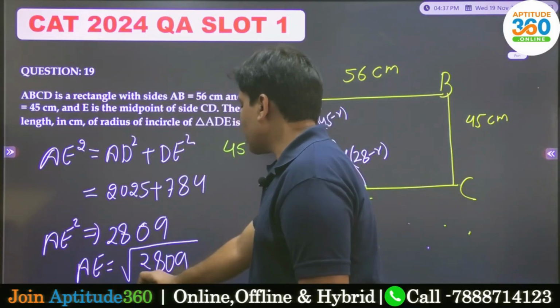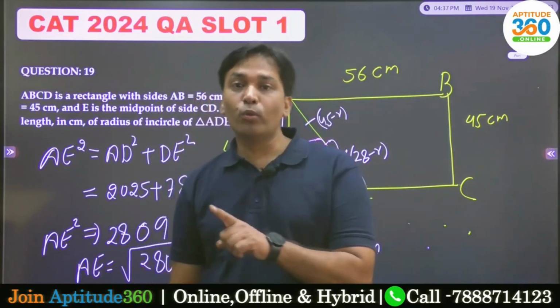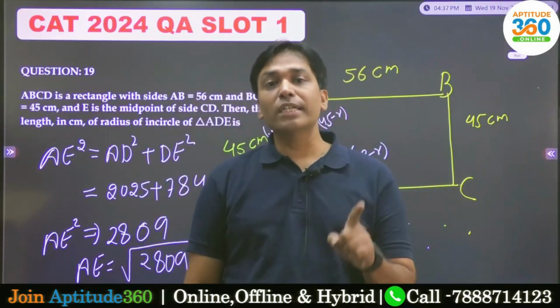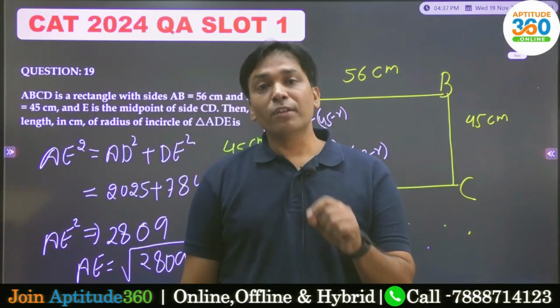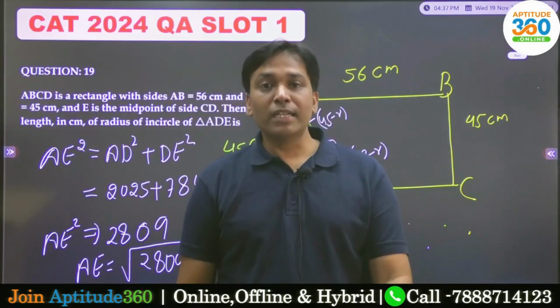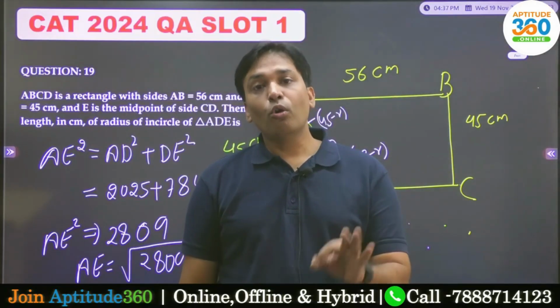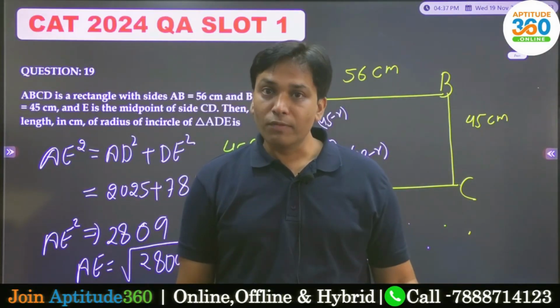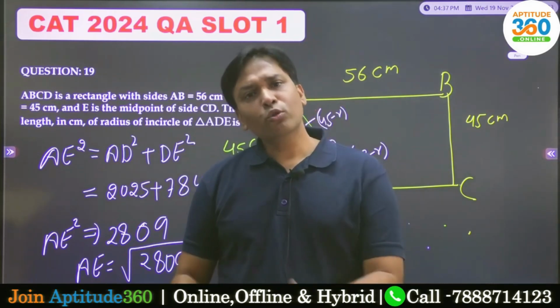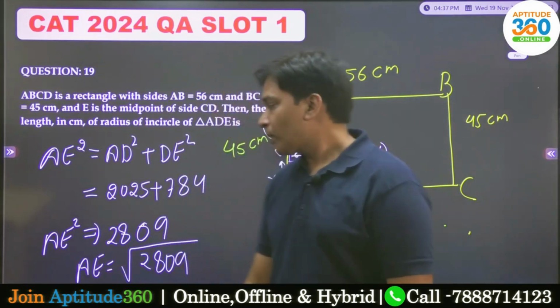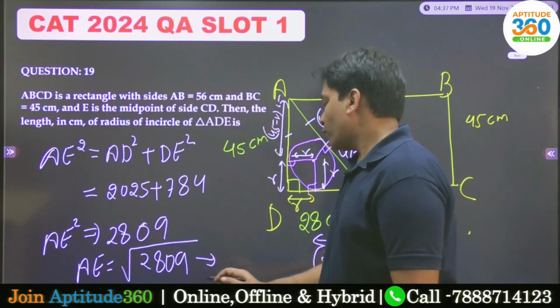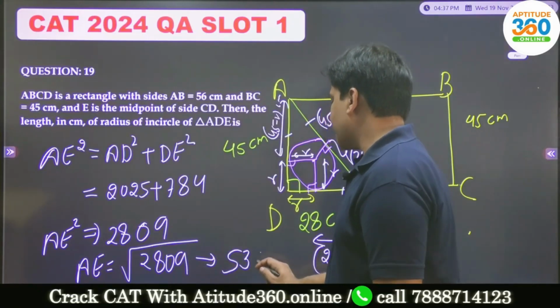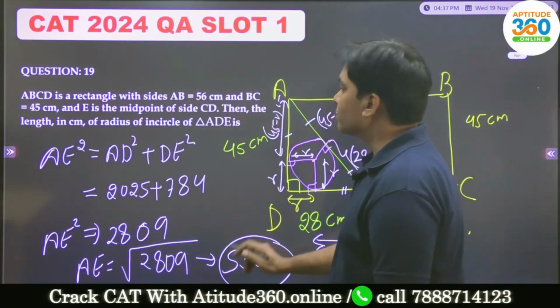So where are you stuck? You need to find the square root of 2809. If you want to learn how to find square roots of perfect square numbers, you will find a video in the description box. Go watch that Vedic mathematics video and you will learn the concept, and you can do it within 2 to 3 seconds. Here I leave it to your fair sense of judgment. It is 53 centimeters. Is that okay?